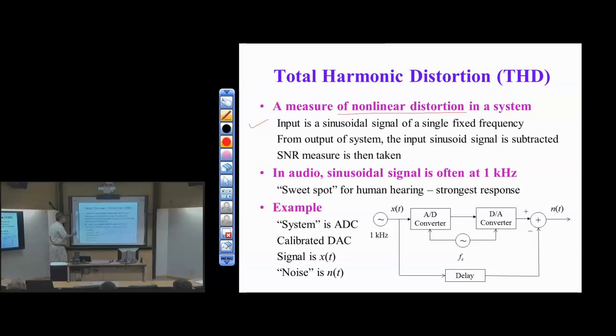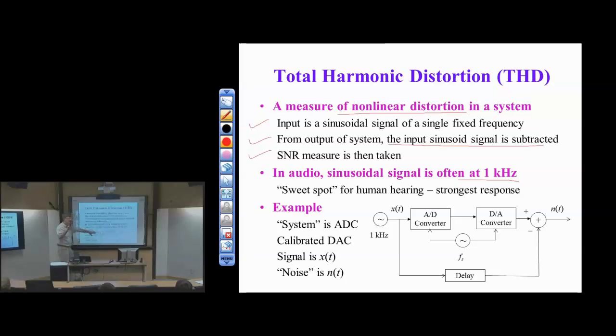So I put in a sinusoid of fixed frequency, and from the output of the system, I subtract off the signal that I know, which is the input signal. Everything else that's left over is all the other stuff that the system created. And then I take an SNR measure. If you're subtracting the input signal, what's the signal and what's the noise? Right, the signal is the sinusoid, and the noise is everything else.